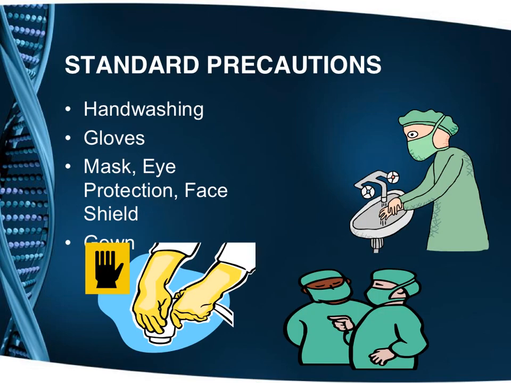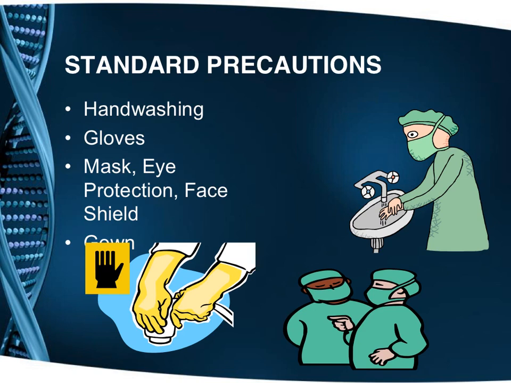Because there is risk of exposure to blood, risk of exposure to all other body fluids, non-intact skin is present, and the risk of contact with mucous membranes, we have to consider standard precautions, including hand washing, gloves, mask, eye protection, a face shield, and maybe even a gown. Standard precautions apply to blood, all body fluids, excretions and secretions, non-intact skin, and mucous membranes.